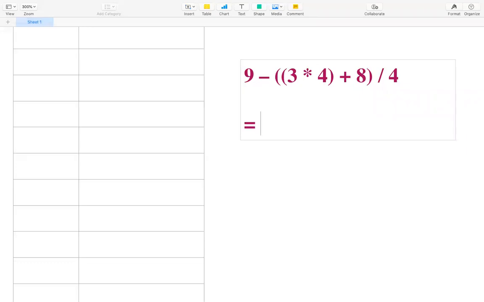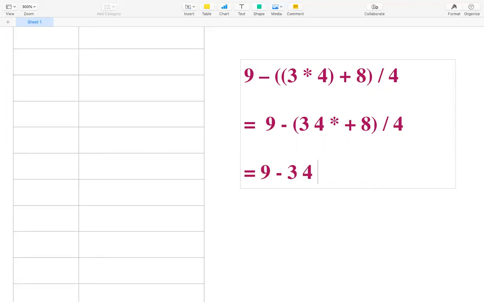so it will be equal to, if I write it down, 9 minus, so I have the first expression which is within brackets, 3 into 4, it will be 3 4 star, plus 8 by 4. So using the normal way of manually converting it, next will be the parenthesis which is left. So it will be 3 4 into, and then we have the operand 8, so plus comes, and then we have the division 4.